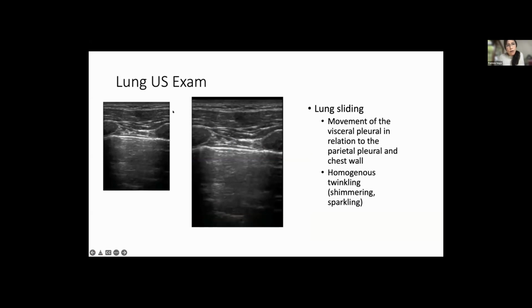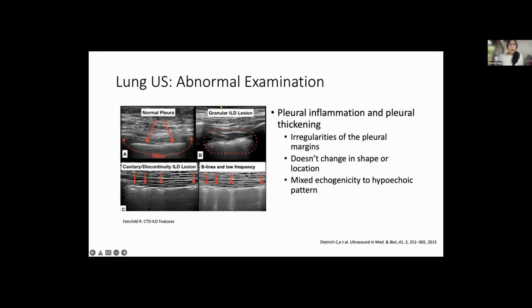So this is an example of what you usually see in a normal lung ultrasound exam. We are assessing the movement of the pleura against the chest wall. It has been described that the pleura shows a homogeneous twinkling, sparkling, looks very nice and homogeneous. But when you have problems such as interstitial lung disease, areas of abnormality can include this granular lesion, thickened pleural line, or maybe there are discontinuations in the pleural line, which we can observe here.